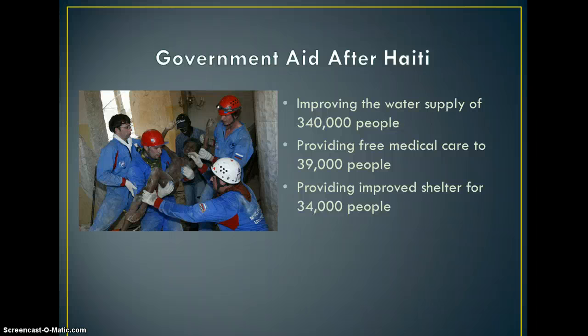Government and foreign aid was essential for Haiti to stay on its feet. This aid improved the water supply for 340,000 people, provided free medical care to 39,000 people, as well as improved shelter for 34,000 people.